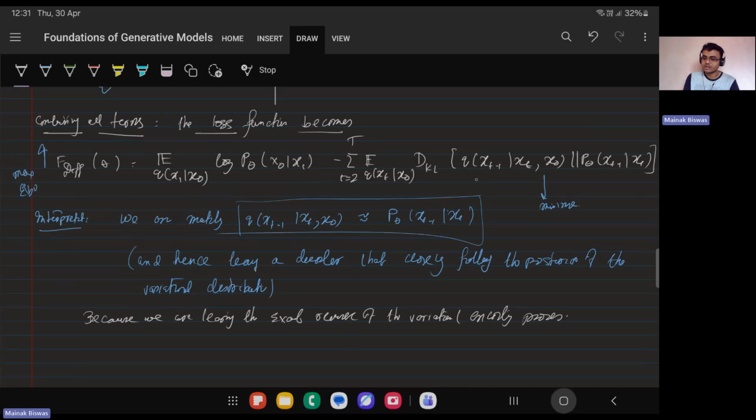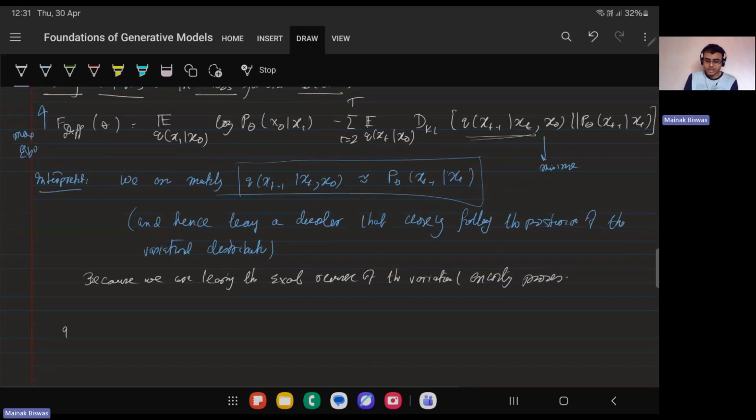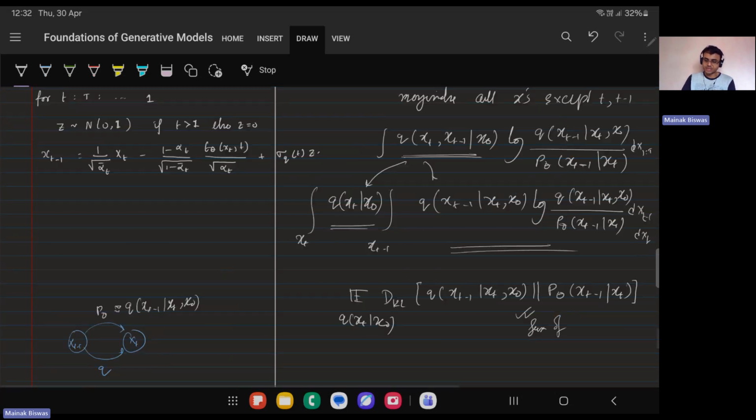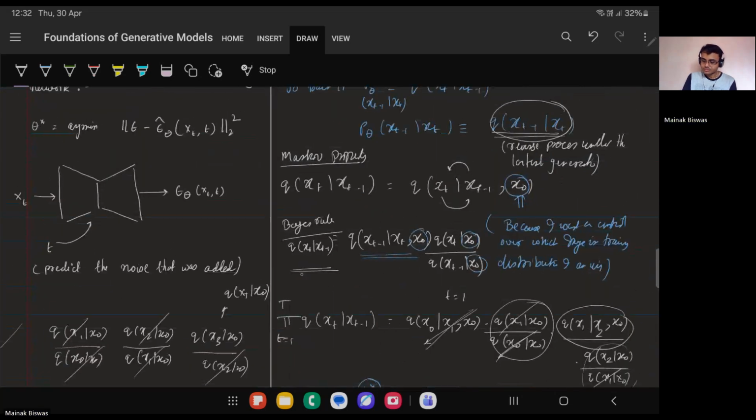So this term over here, we can write as q of xt minus 1 given xt comma x0, which we have written as q of xt given xt minus 1 into q of xt minus 1 given x0 over q of xt given x0. We remember this was the factorization we had done here. So all I'm doing is taking this to the other side.